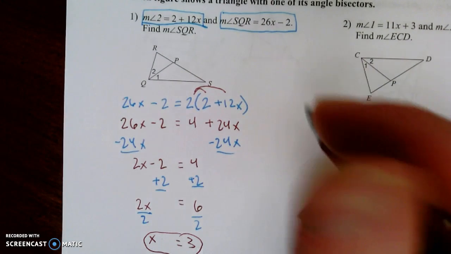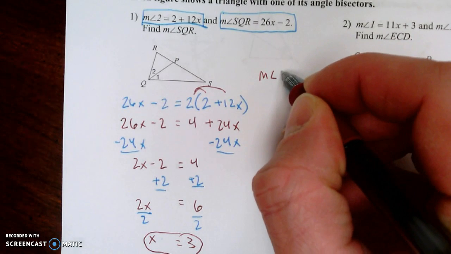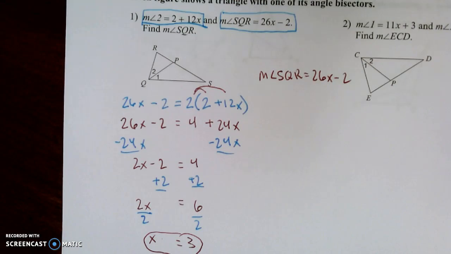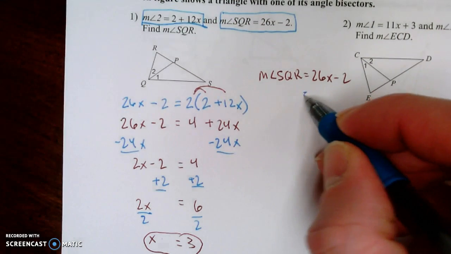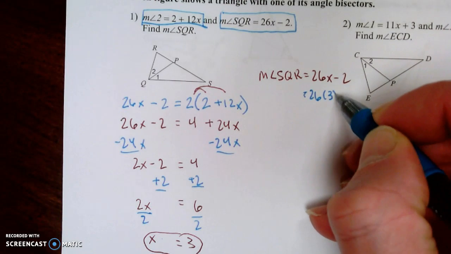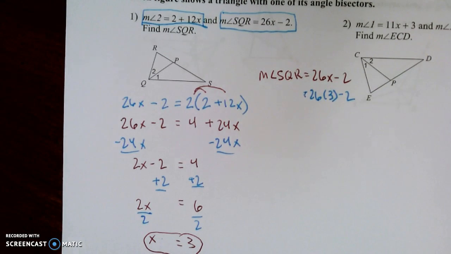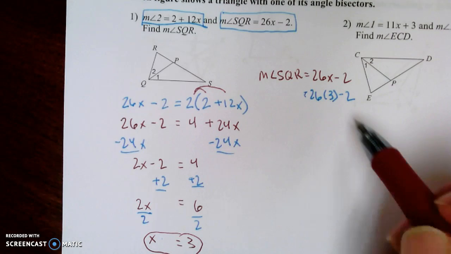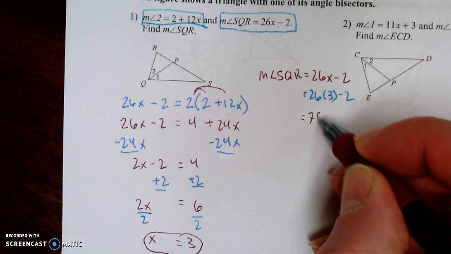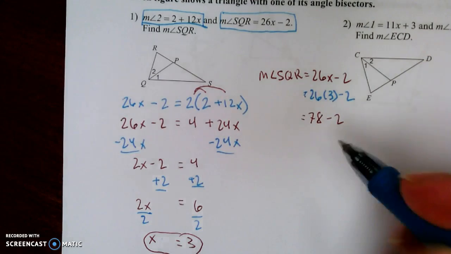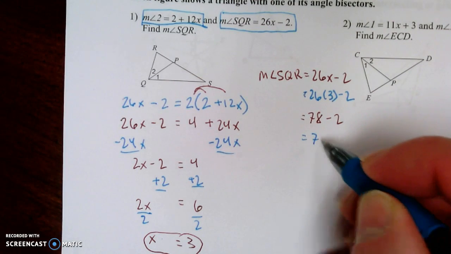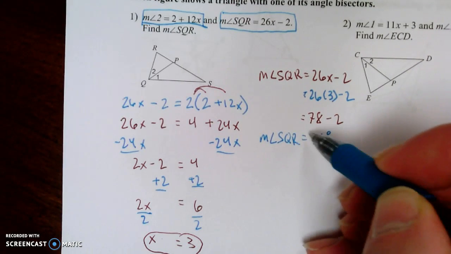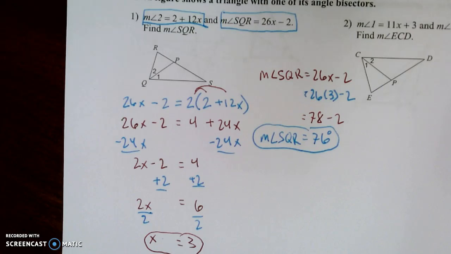So I'll go back up here. Measure of angle SQR equals 26x minus 2. We're going to substitute 3. So 26 times 3 minus 2. 26 times 3, let's see, 3 times 20 is 60, 3 times 6 is 18. So that's 78 minus 2. And 78 minus 2 is 76 degrees. Measure of angle SQR equals 76 degrees.